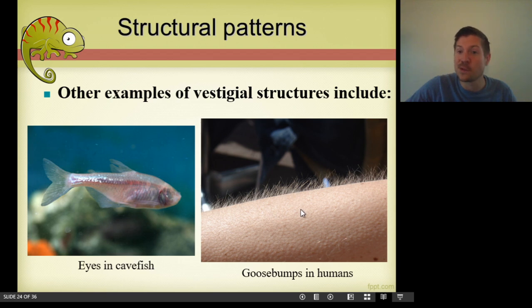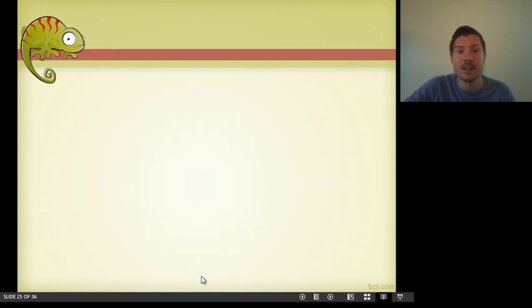A funny one is goosebumps in us. You get goosebumps when you're cold and all your hair stands up. And that is useful if you have lots of body hair, like if you're a cat and all your hair stands up, that will warm you up, it'll trap more heat. We have lost so much body hair though, goosebumps are basically useless. This little amount of hair isn't going to trap any extra heat. But we still have those because we evolved from an ancestor that was covered in hair.